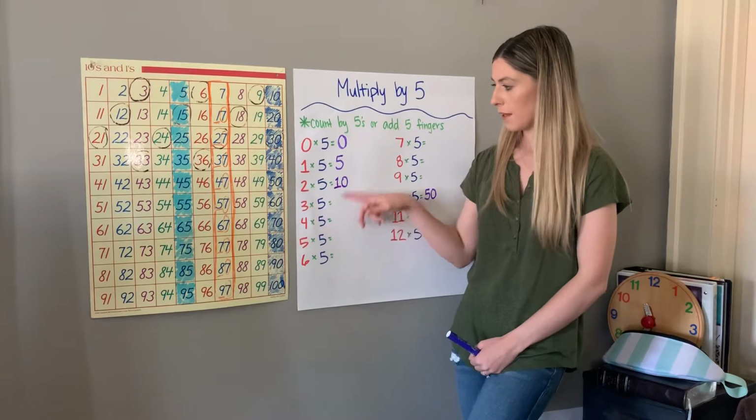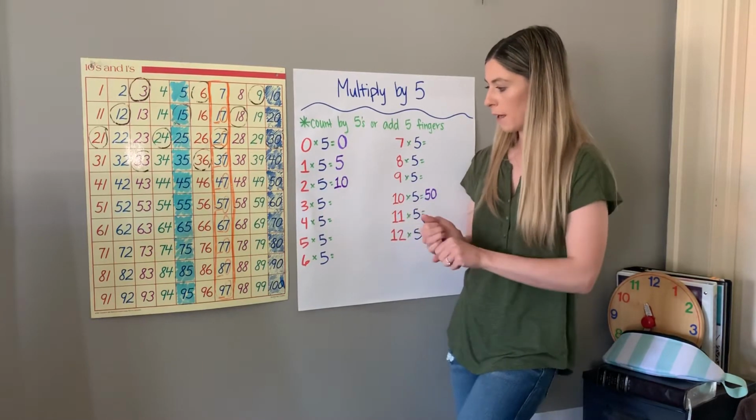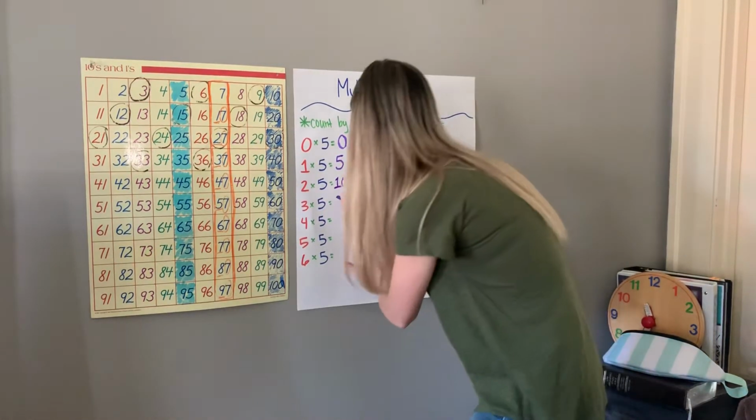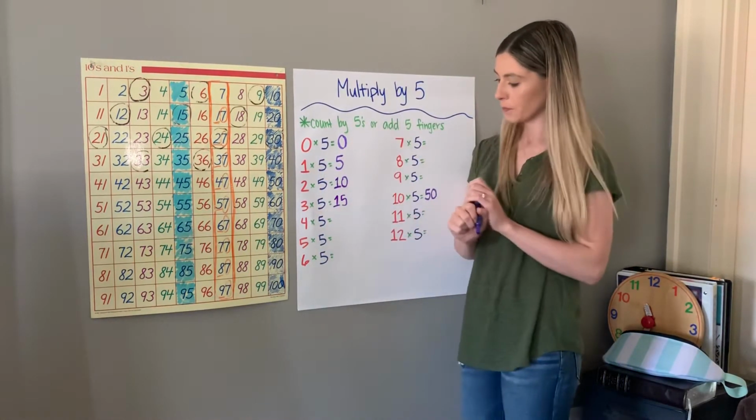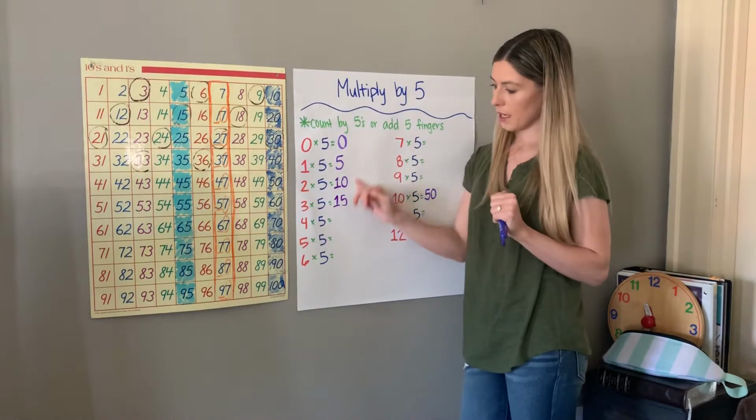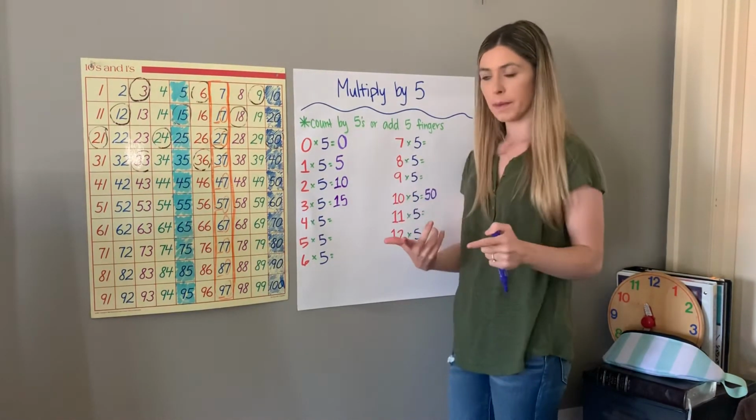So I can skip count by 5s. 3 times 5, the next one in this row, would be 15. So the other way, 3 times 5 is 15. I told you I can skip count, and I want you to be able to skip count.